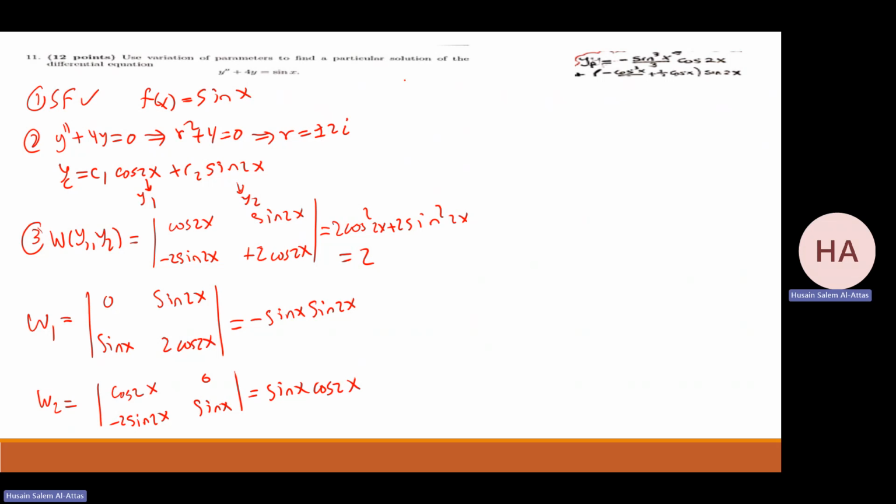U1 prime, fourth step. U1 prime will be W1 over W. That equals what? Minus sine x sine 2x over 2. Let me write it here. I think we have space. So it is U1 equals minus half integral of sine x sine 2x dx. How to do that? Sine x sine 2x. Yeah, I can use the sum-to-product identity, or I can do it in a different way. I can do it like this. That would be minus half. Don't forget the minus. Minus half.